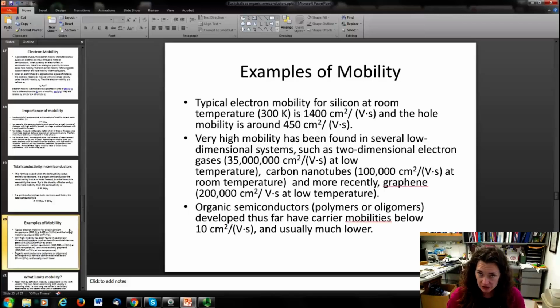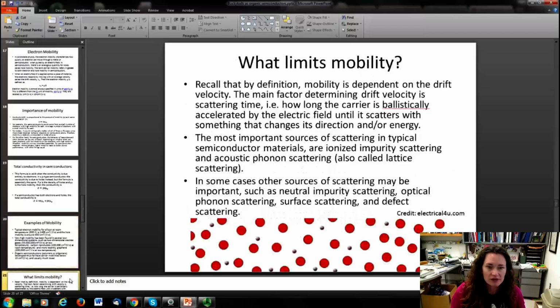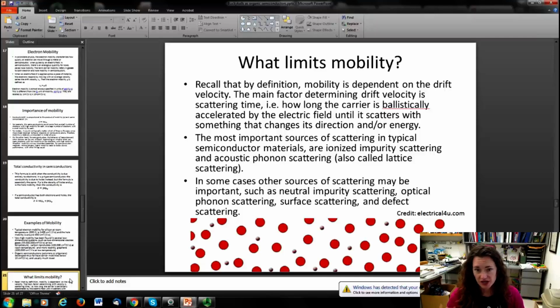Now, organic semiconductors, after all that, sound pretty pitiful. They have carrier mobilities below 10 centimeters squared per volt second, okay? Now, what limits mobility? Well, by definition, mobility is dependent upon the drift velocity. So the main factor determining drift velocity is the scattering time, how long the carrier is ballistically accelerated by the electric field until it scatters with something that changes its direction or energy. The most important sources of scattering in typical semiconductor materials are ionized impurity scattering and acoustic phonon scattering, also called lattice scattering.